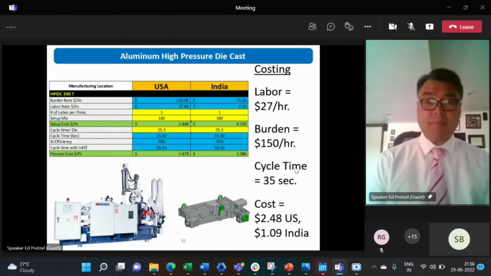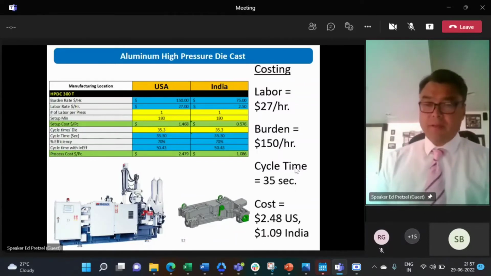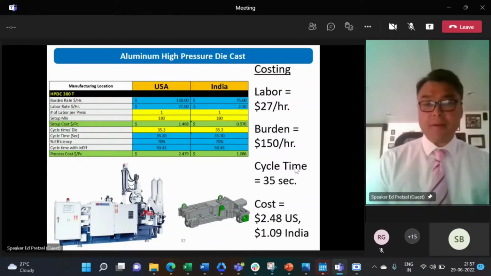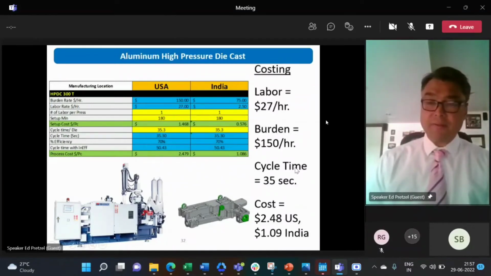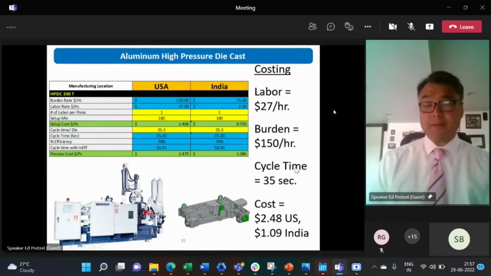In India, you'll see the burden rate is about half, and the labor rate is an 80 to 90% reduction. The cycle times will typically be the same. That efficiency factor is assumed to be the same. It can be a little bit lower in India versus the US. Although I do have to say, visiting India, the better companies typically are going to achieve similar productivity levels as the United States.